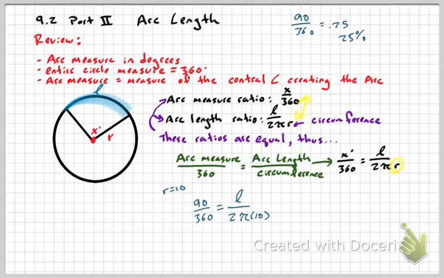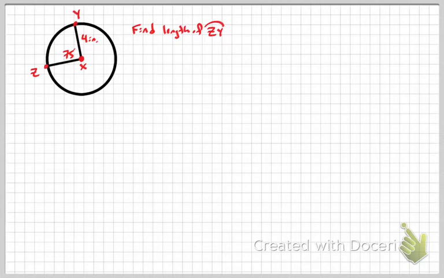Arc measure over 360 equals arc length over circumference, because both of these ratios are equaling the same percentage of the outside part of the circle, which means both of those ratios are then equal. So let's get into a couple examples, and then this video will be done. So it says find the arc length of ZY, right? So here's ZY that we're trying to find. We can throw an L in if we wanted to.